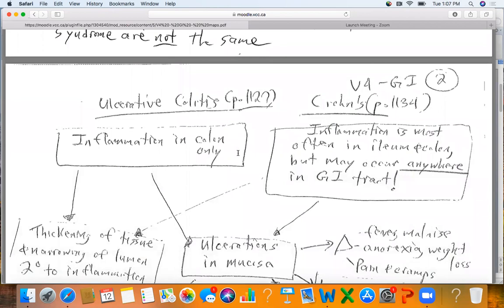Where does ulcerative colitis occur? It's in the name, in the colon only. Where does Crohn's occur? Most often in the ileum and colon, but it may occur anywhere in the GI tract. Now, don't forget the GI tract runs from the oral cavity all the way down to the anus. Theoretically, the inflammation can occur anywhere along that passageway, but most often occurs in the ileum and colon.